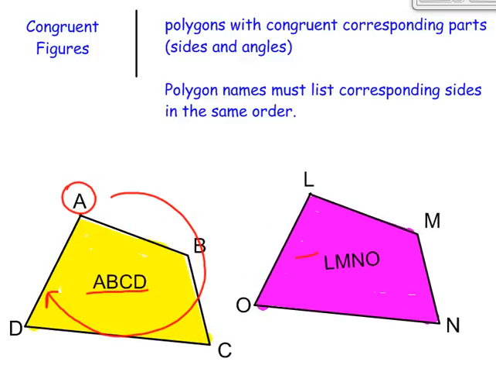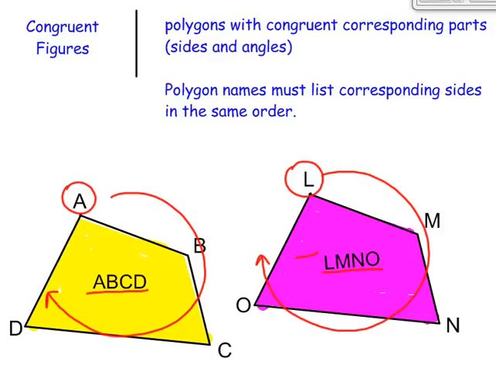Okay, it becomes important now when I label my congruent polygon that I use the same convention. In this case, because I started with the left polygon in the upper left corner, I need to do the same thing on this one. So I'm going to start with L, and again I'm going to go clockwise around it. So I end up with LMNO as the name of my congruent quadrilateral there.